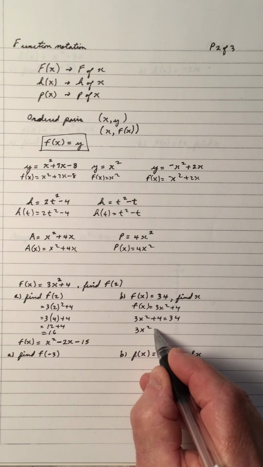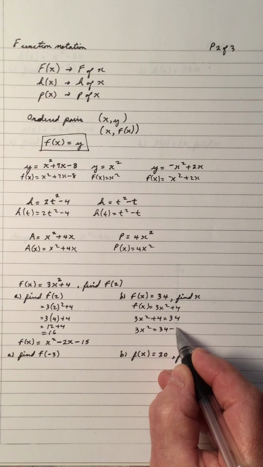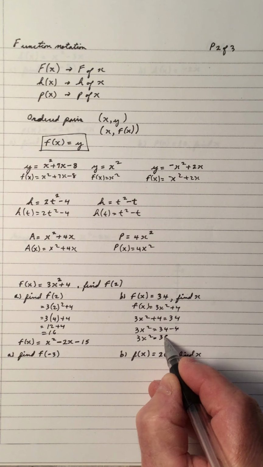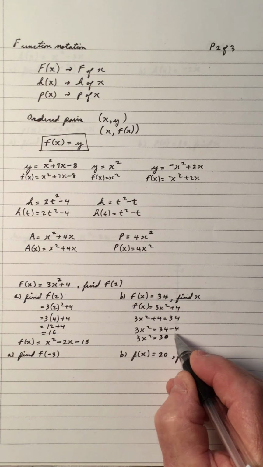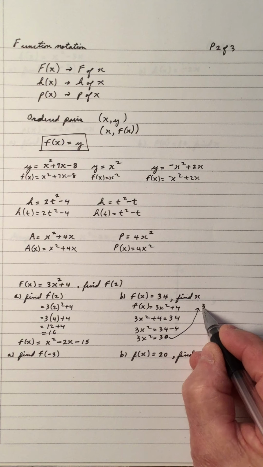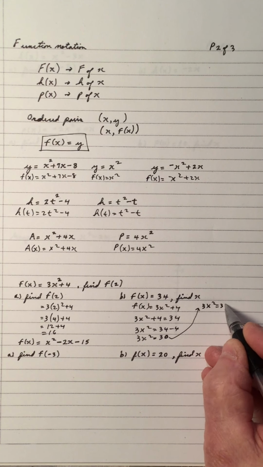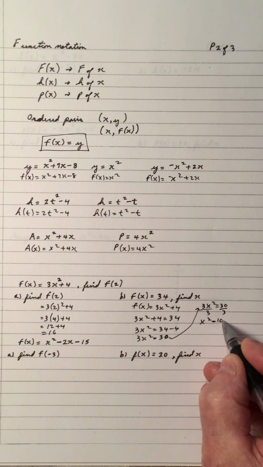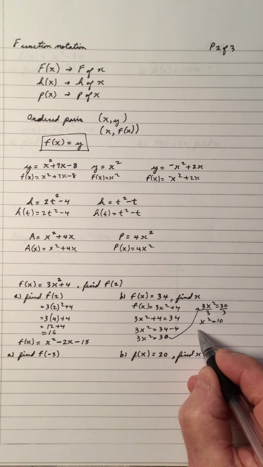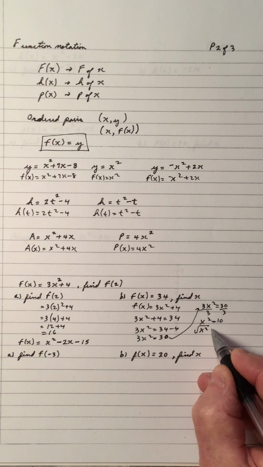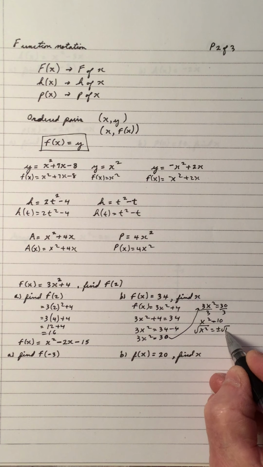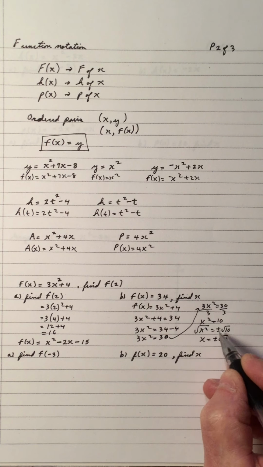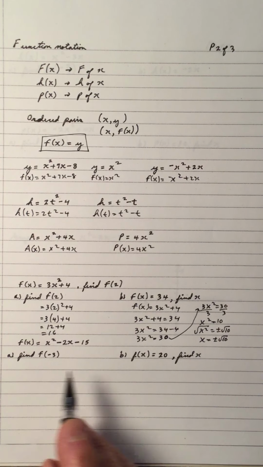So 3x squared equals 34 minus 4. 3x squared equals 30. And we divide by 3 now. So divide each side by 3. So x squared equals 10. So to work this out, I do the square root: x equals plus or minus the square root of 10. So x equals plus or minus root 10. Two answers. Again, we're dealing with quadratics.